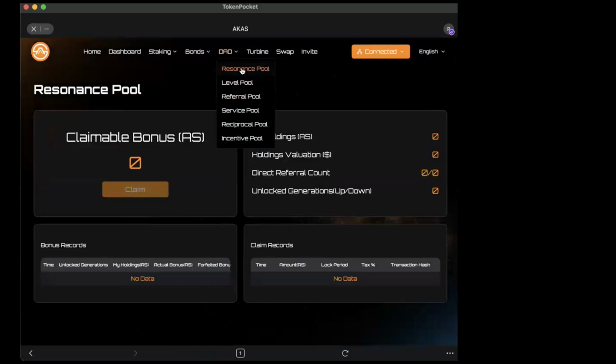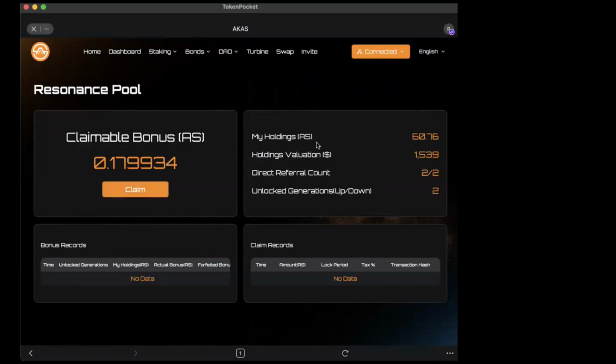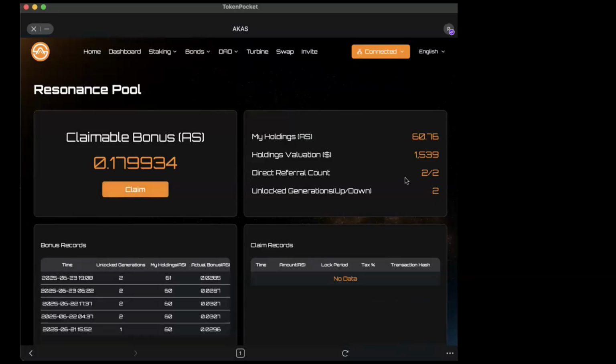So for the DAO pool, here we have the resonance pool, the level pool, the referral pool, all these different kinds of pools. Now we go to the resonance pool first. This resonance pool will show what my holding is and what my direct referral account is.